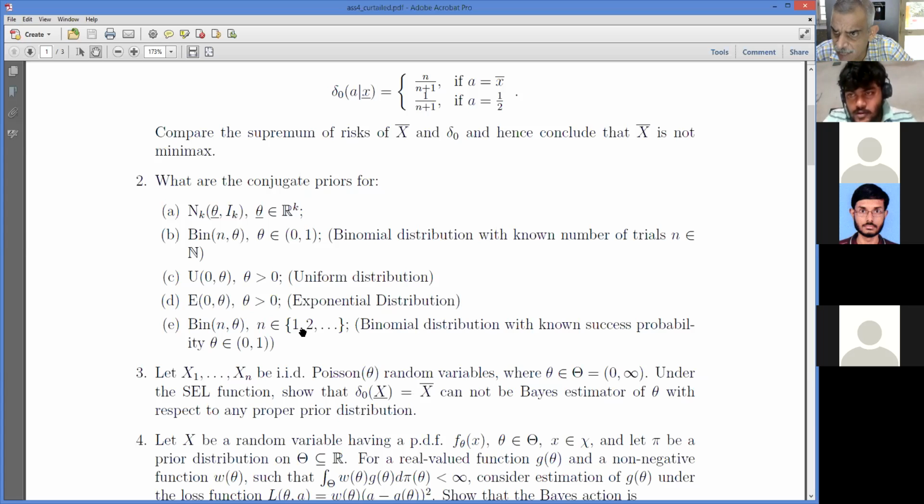Or e to the power minus lambda, lambda to the power n by factorial n. Is that okay? Except you have to multiply it by a normalizing constant because your n is only 1, 2, 3, and so on. So it would be c lambda, a normalizing constant, times e to the power minus lambda, lambda to the power n by factorial n, for n equal to 1, 2, and so on. Right? So that is what it should be. And then you can see the posterior distribution is again a truncated Poisson. Is that clear to everyone?